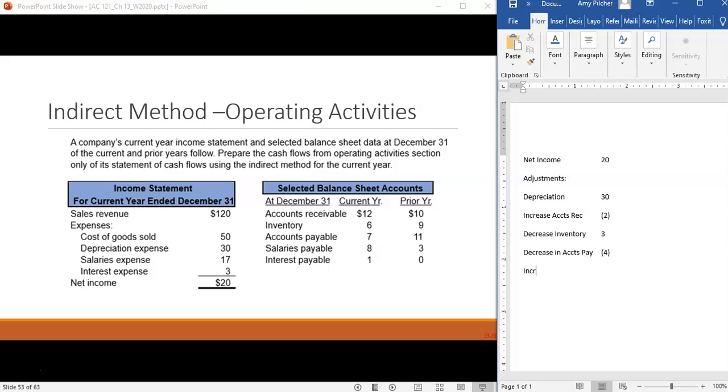We have an increase in salaries payable of 5 and an increase in interest payable of 1. We make all of those adjustments and we get our net cash provided by operating activities is 33.